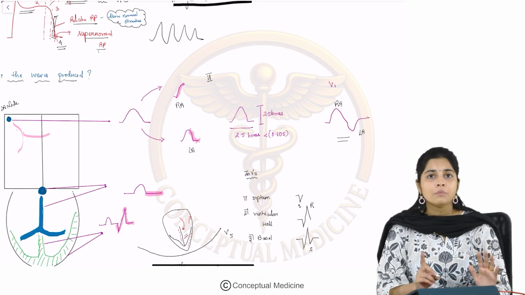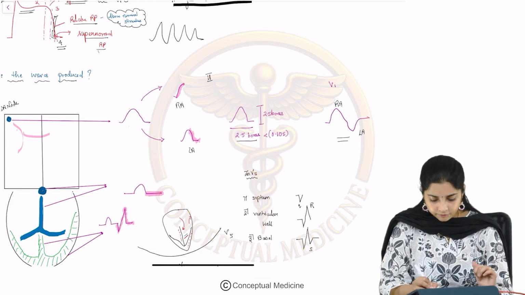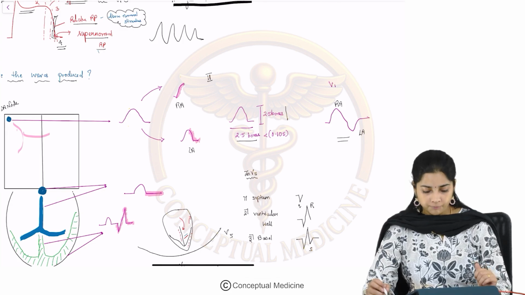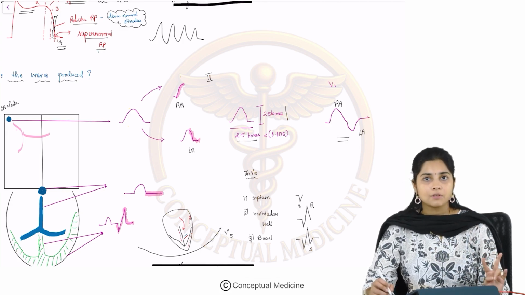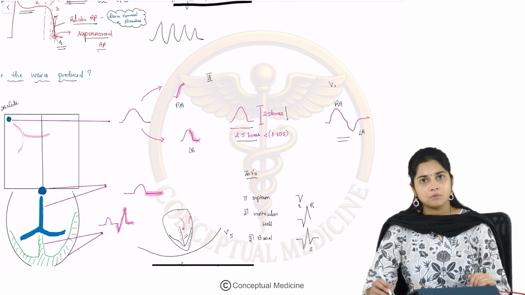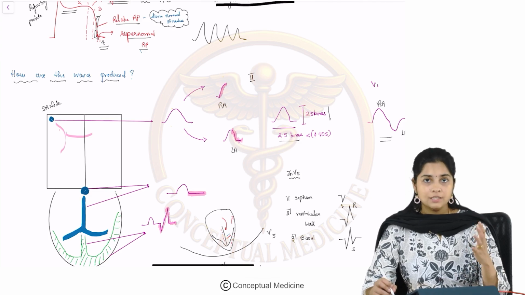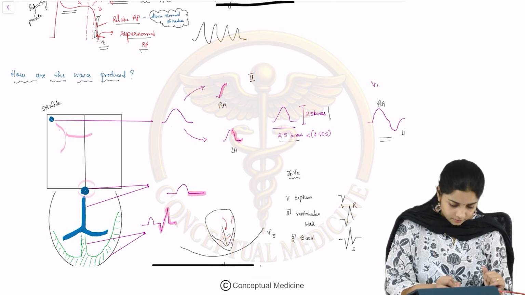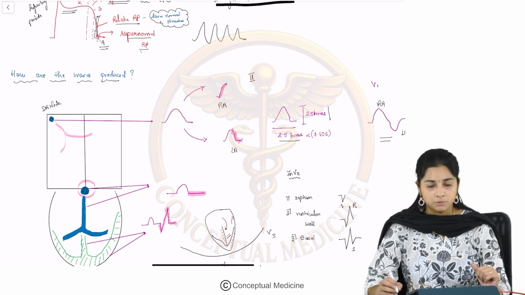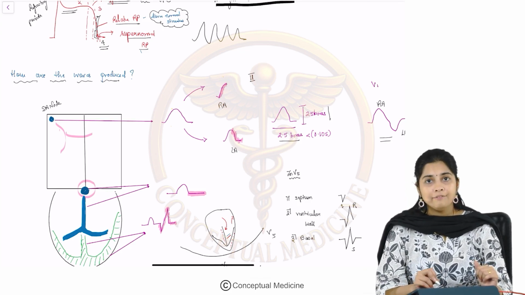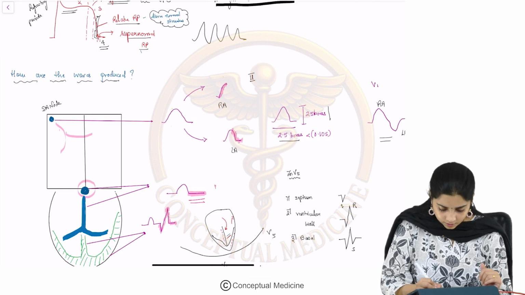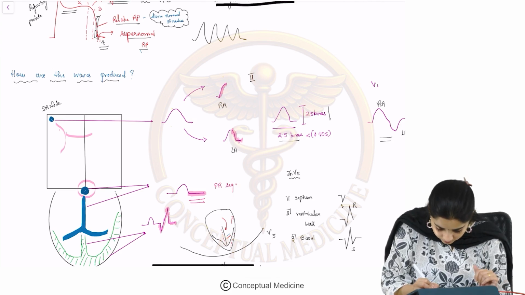Fine. So, what is a normal P wave? A normal P wave has a width of less than 2.5 small boxes and a height of less than 2.5 small boxes. Now, once the impulse has depolarized the right and the left atrium, where does the impulse then move? To the AV node. So, the P wave is formed. Will the AV node cause any deflection on the ECG? No. It results in an isoelectric segment which is called the PR segment.